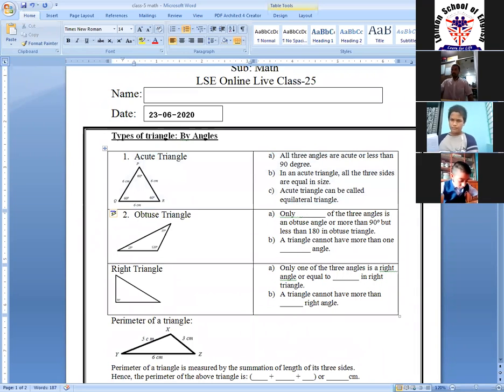Obtuse triangle. We are going to discuss it. An obtuse triangle is a triangle where one angle is more than 90 degrees. Look at this. This is more than 90 degrees, right? So if any one angle of the triangle is more than 90 degrees, then we will call it an obtuse triangle.